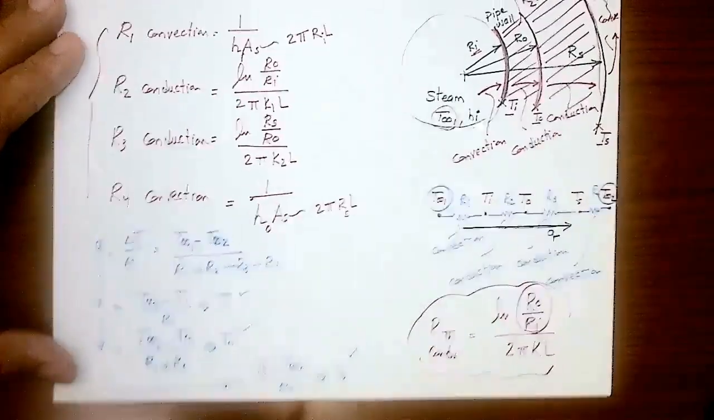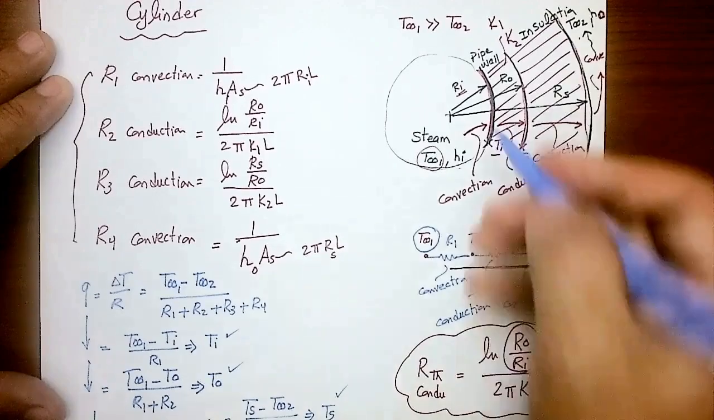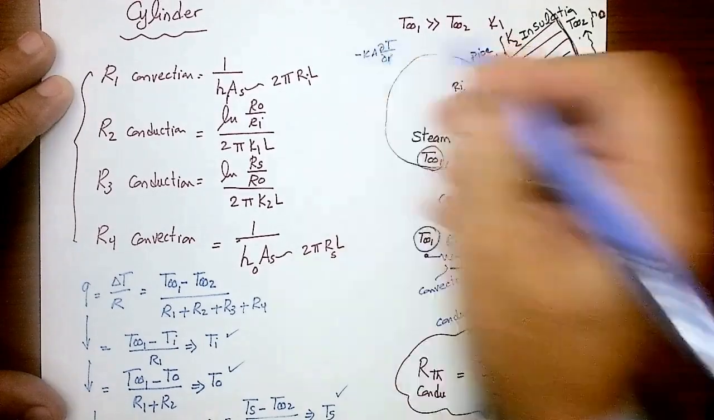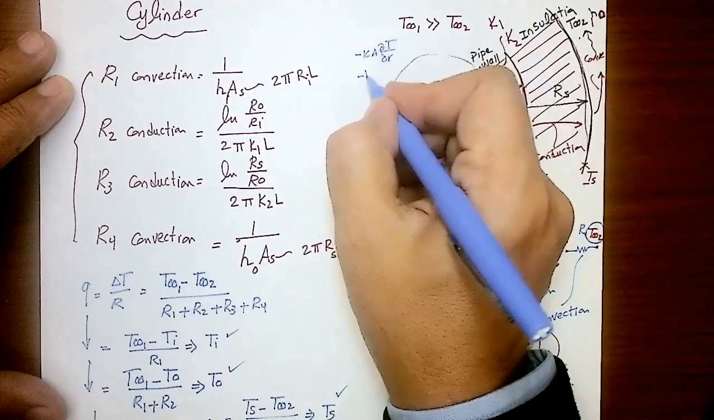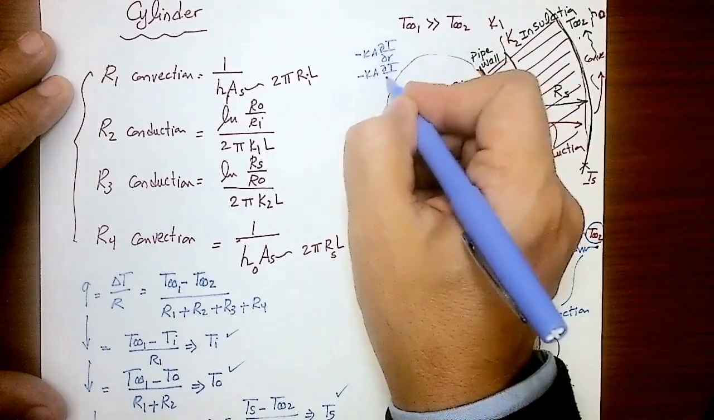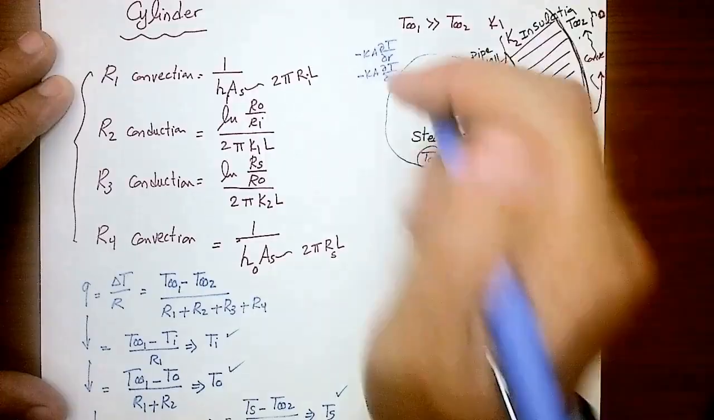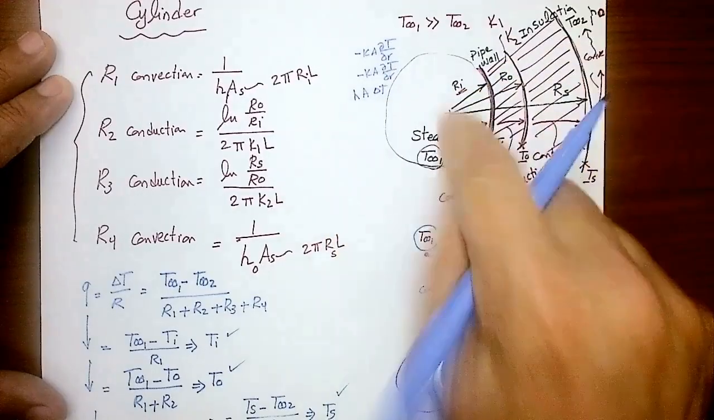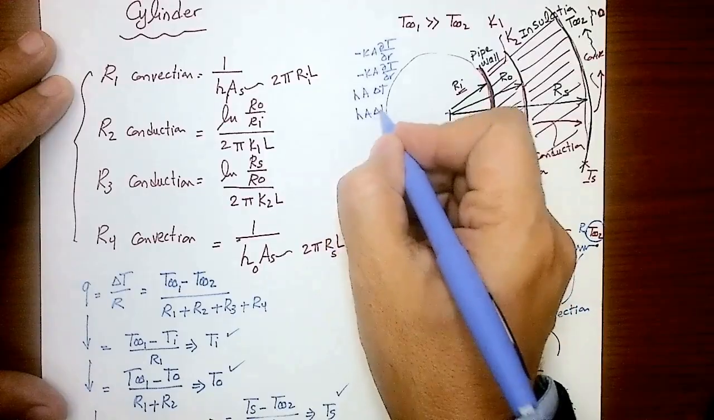Without thermal resistance, what are the governing equations here? For conduction, it's minus kA partial T by partial r. That's for the first layer. Second one, minus kA partial T by partial r. That's for the second layer. There's convection, hA delta T for the convection here. And there is hA delta T for the convection here.